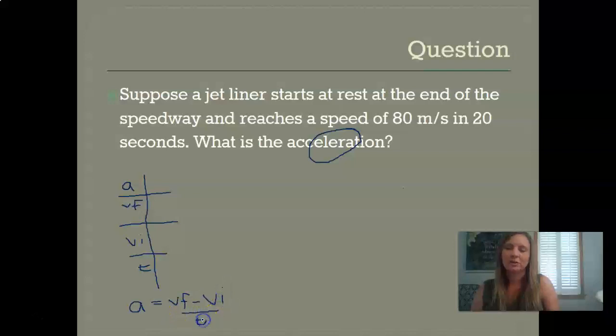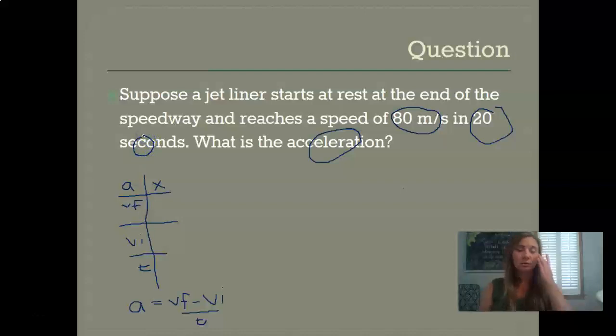So let's look at our word problem again. So we know it's asking for acceleration. So that's our unknown, that's our variable there. And once again it says suppose a jetliner starts at rest at the end of a speedway and reaches a speed of 80 meters per second in 20 seconds. So there's some pieces of information. Let's go in and fill in what we know. 20 seconds is easy. We should know that that's our time. Our 20 seconds goes here.